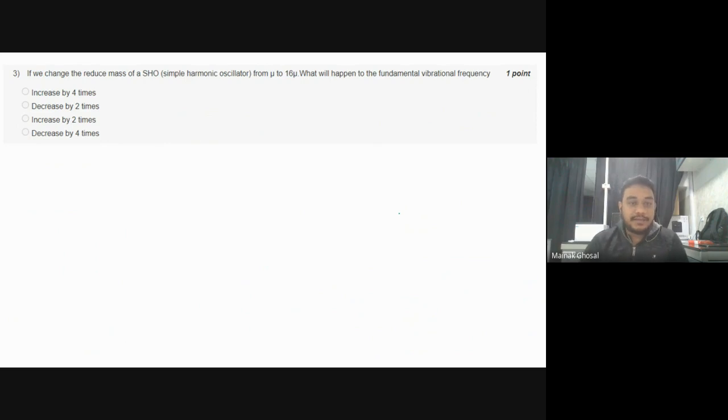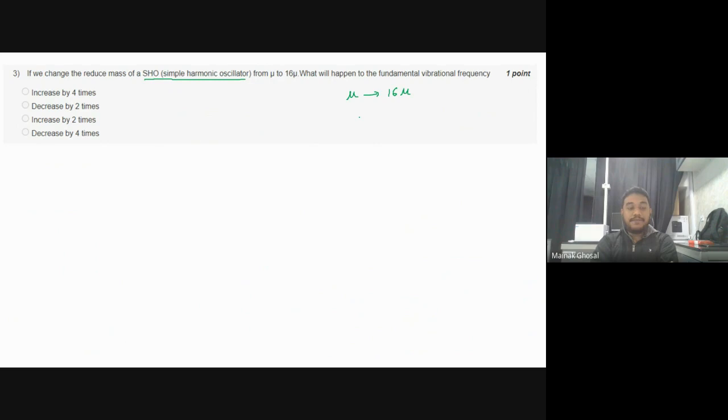What I have shared, you can remember that for any vibrational spectroscopy question, you first need to see which kind of model you have to follow. And here it is written that you have to follow the simple harmonic oscillator model. Here it is stated that you are changing the reduced mass of an oscillator from mu to 16 mu. So what will happen to the fundamental vibrational frequency? It will increase by 4 times, decrease by 2 times, increase by 2 times, or decrease by 4 times.